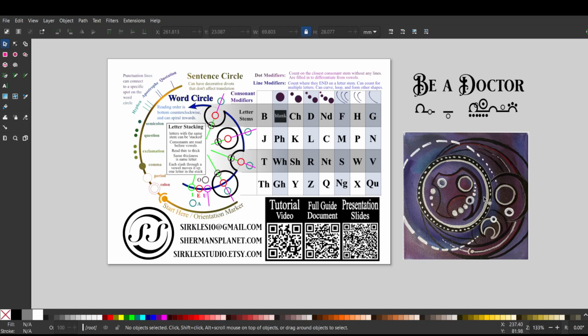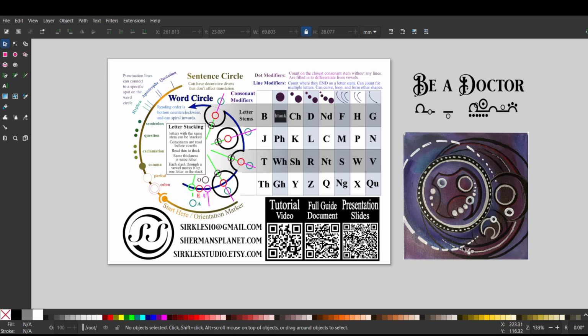This is one of my hand-painted pieces, and it was done on an 8x8 canvas. And this here is the start marker, and it tells you where to start reading. This is typically put at the bottom of the sentence or at the bottom of the word, because reading order is bottom counterclockwise, and it can spiral inwards for longer words and sentences.